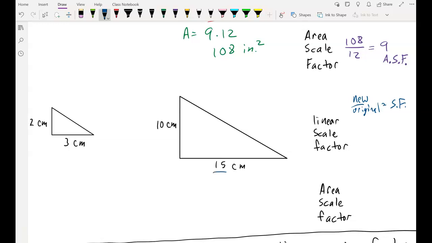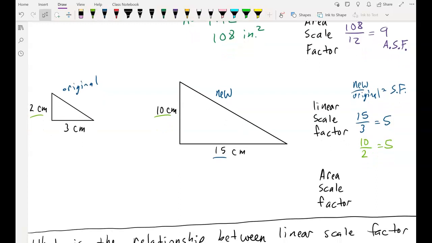So, 15, because this is our new triangle. Here's our original triangle. The base of that triangle is 15, divided by the base of the original triangle was 3. 15 divided by 3 is 5. Okay. What about the height of the triangle? Is it the same? Let's see. That's 10 divided by 2. New divided by original. 10 divided by 2 is 5. So the scale factor to increase the length of the sides is 5.